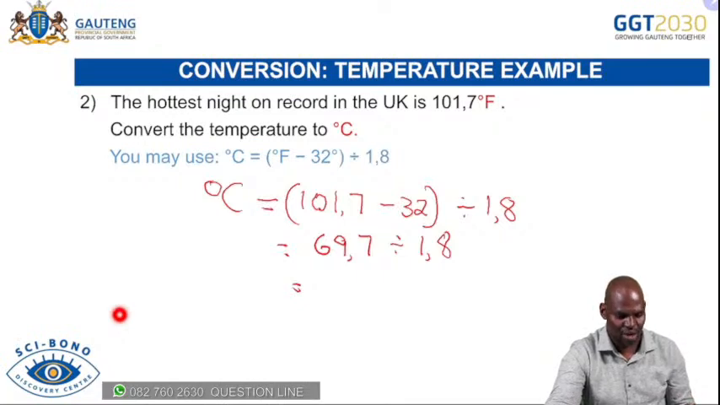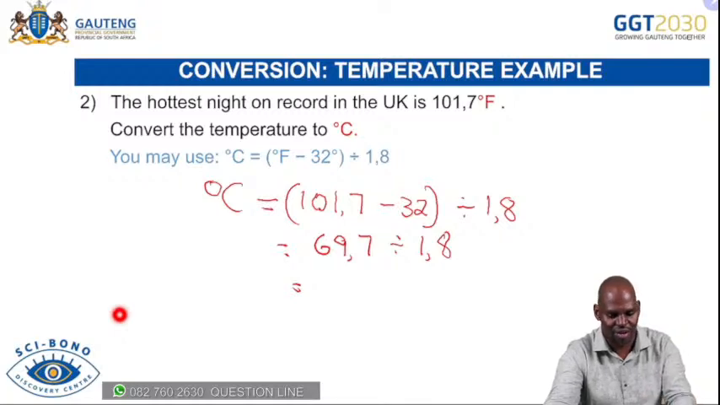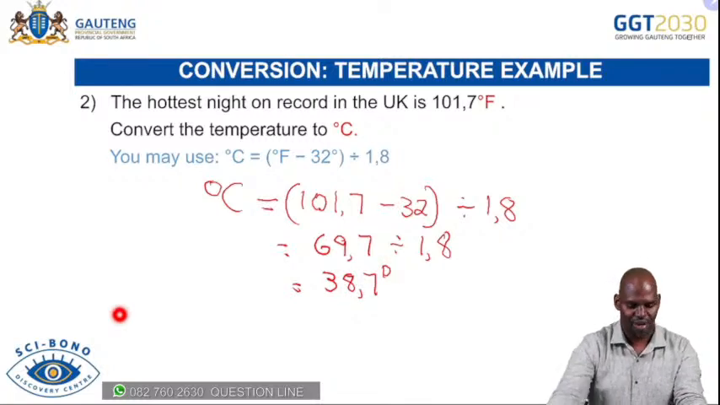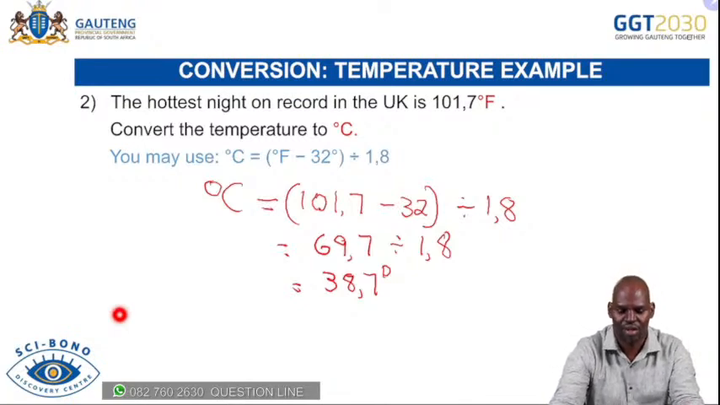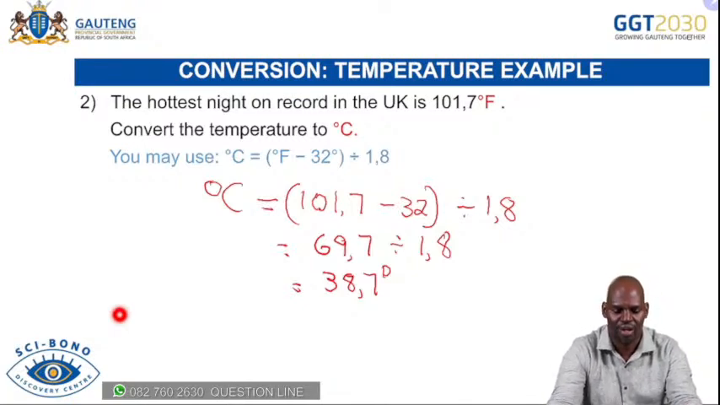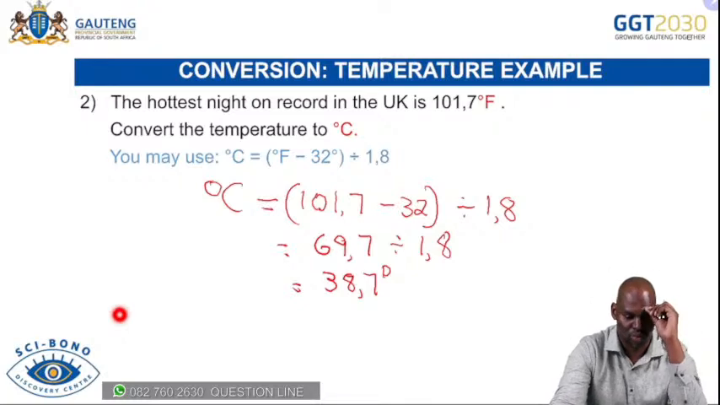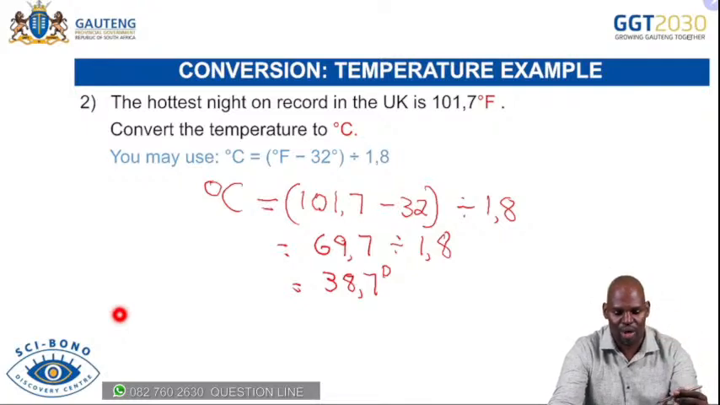So 69.7 divided by 1.8 is 38.7. Okay, that is 38.7 degree Celsius. That is the hottest night temperature ever recorded in the United Kingdom.